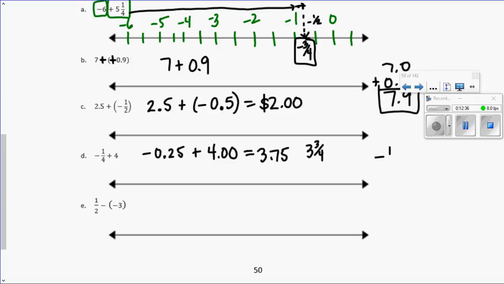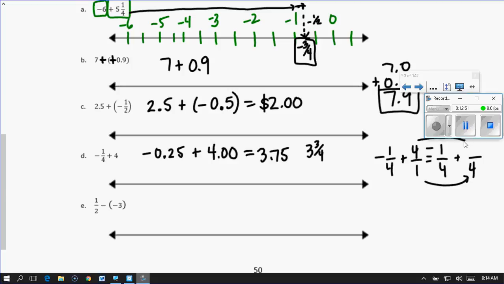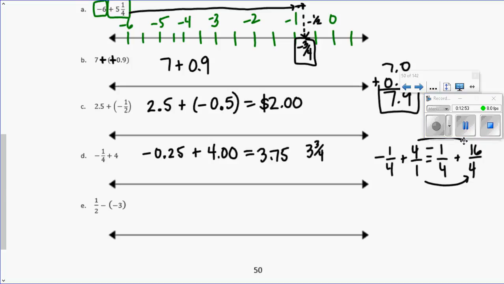The other way to do that one is -1/4 plus 4/1. But I want them to have the same denominator. So let's call it -1/4 plus, let's see, 1 times 4 is 4. So 4 times 4 is 16. Okay, so -1/4 plus 16/4 is equal to positive 15/4, which is 3 3/4. Okay, so a couple ways to do that one, whichever way is the most efficient.